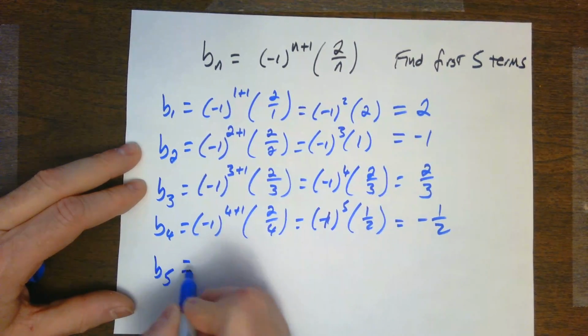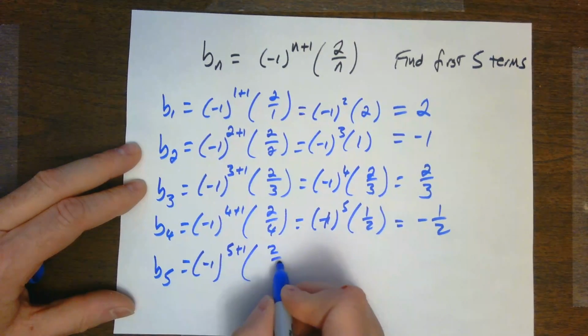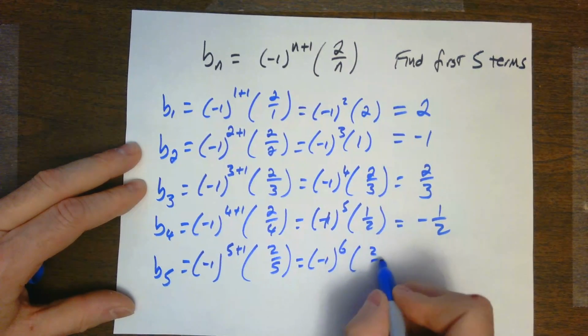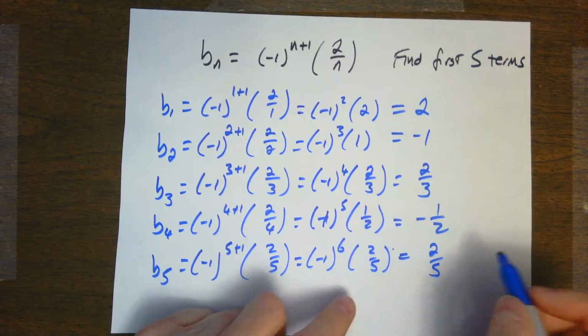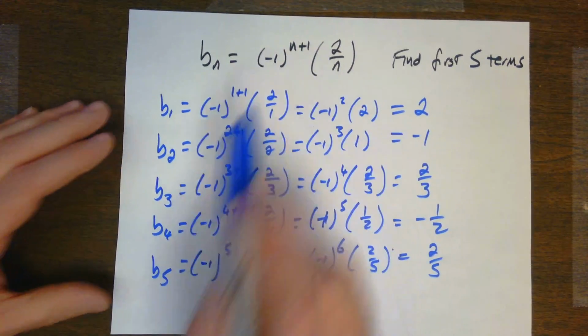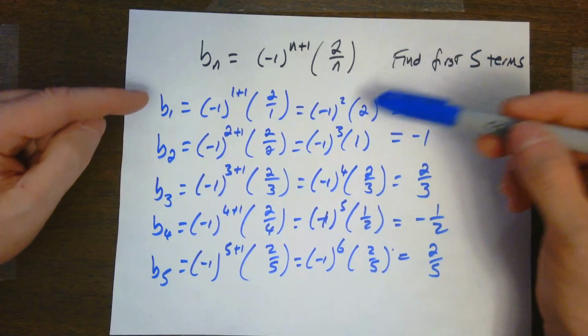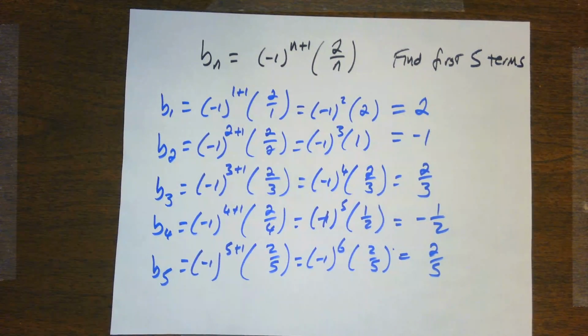And then finally, b sub 5, my fifth term, is -1 to the 5 plus 1 times 2 over 5. -1 to the 6th times 2/5. To a positive power, it's 1 times 2/5. I get 2/5. So there are the first 5 terms of that sequence. Now, these formulas can get more and more complicated, but just take it one at a time. The first term, plug 1 in for n and simplify. The second term, plug 2 in for n and simplify.